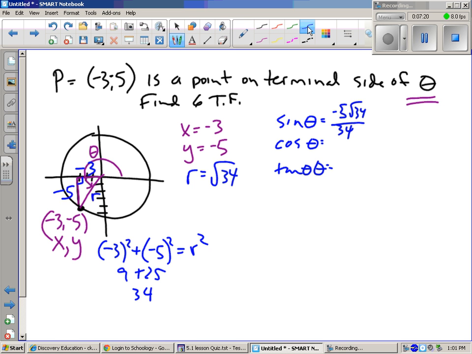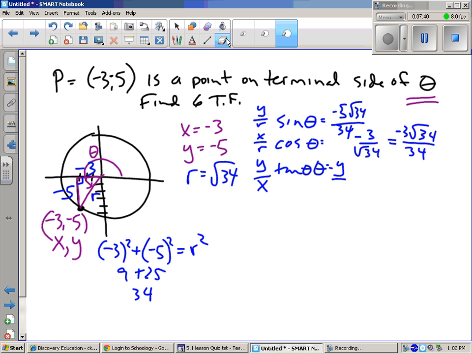Cosine is x over r. So this is y over r, this is x over r. So that's -3 over root 34, which would be -3 root 34 over 34. Tangent is y over x. Let's put it over here, y over x. Whoa, it's a little bit big. So y over x would be -5 over -3, which is 5/3.